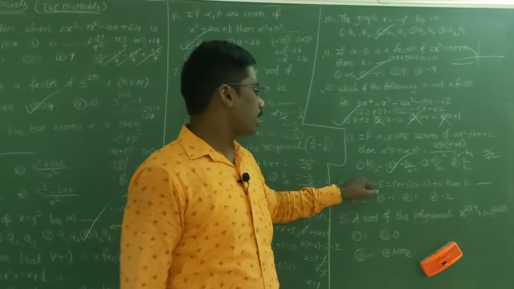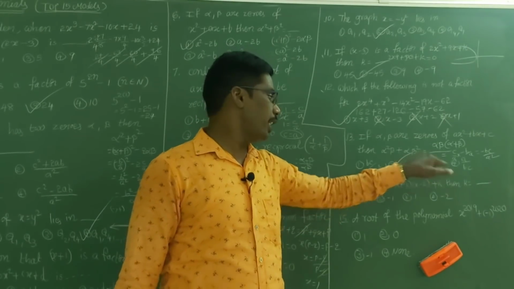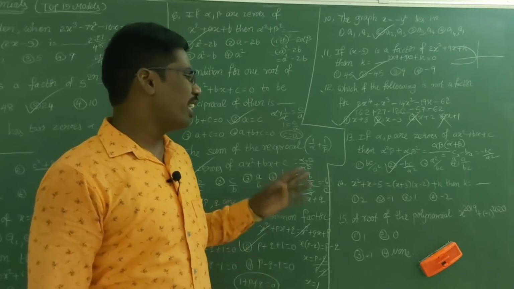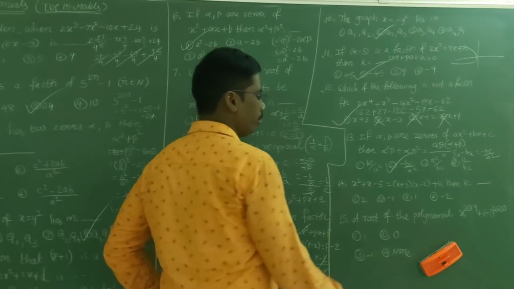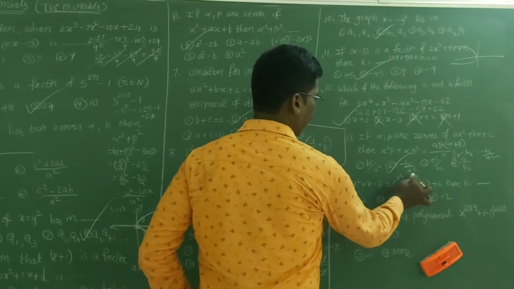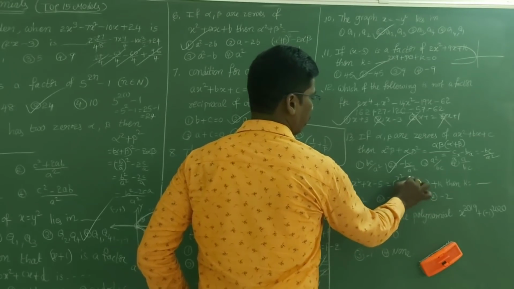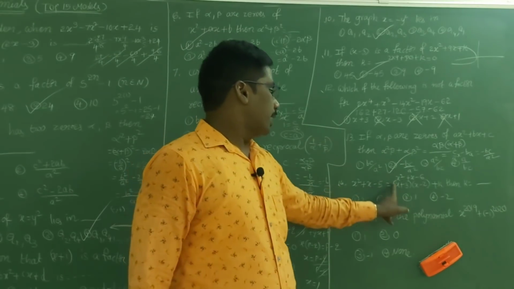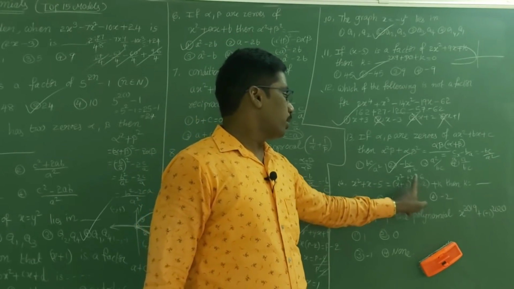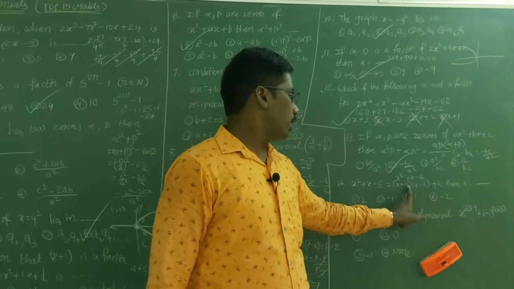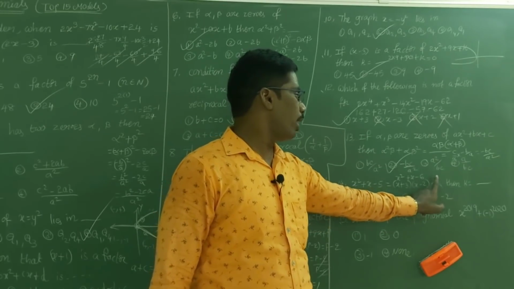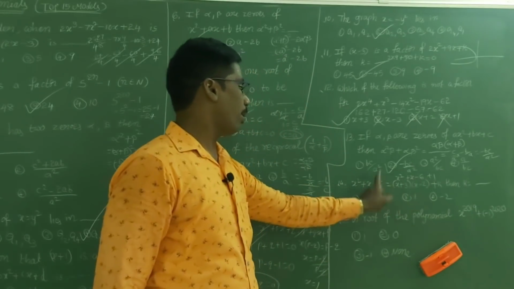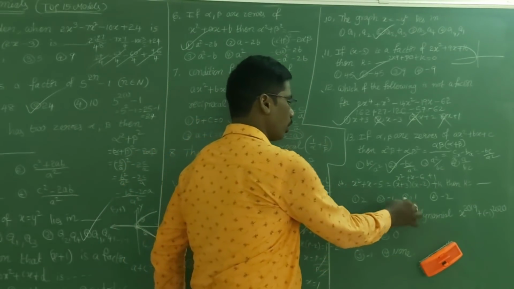If x square plus x minus 5 is equal to x plus 3 into x minus 2 plus k, then find the k value. So it's very easy. If you do this one, this is x square, 3x minus 2x means plus x, minus 6. So x into x is x square, 3x minus 2x is plus x, and minus 2 into plus 3 is minus 6. So if the k value is 1, then it will be minus 6 plus 1, minus 5. So answer 1. So option 3.